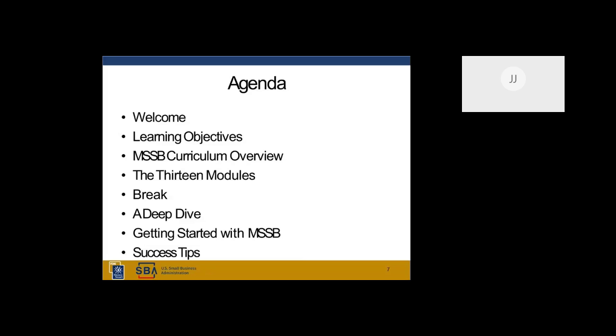Like I said, we'll be reviewing the 13 modules, and it'll be followed up by a deeper dive into one of them, which is the Managing Cash Flow Module. And finishing up, we will talk about how to join the MSSB Alliance and how to start using MSSB to help you host a successful Money Smart for Small Business training program. So there will be time for questions at the end of the presentation, but feel free to ask questions during the presentation, like I mentioned, in the chat function.